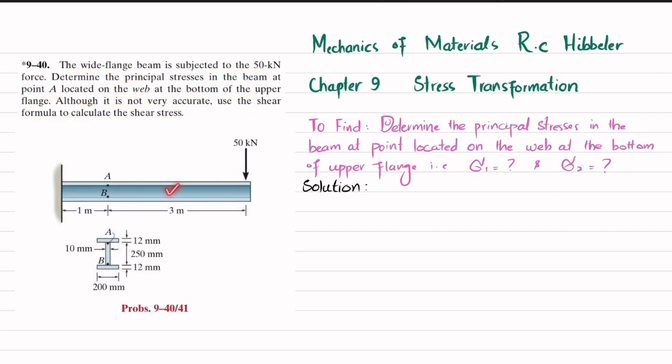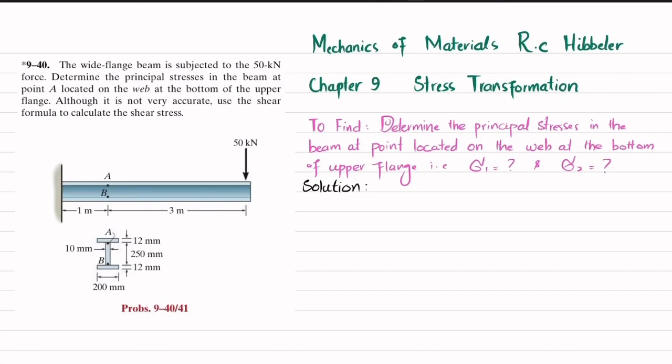So you can see this is a cantilever beam that is acted upon by a 50 kilonewton force at this end, and the cross section of this beam is shown, that is an I beam. These two are flanges, and this is what we call the web. You have been asked to find the principal stresses in the beam located on the web at the bottom of the upper flange. This is upper flange and this one is lower flange. So you have to find the principal stresses at this point A. So let's start with the solution.